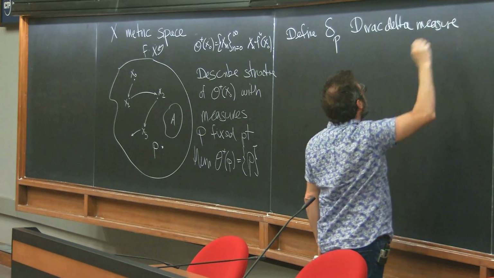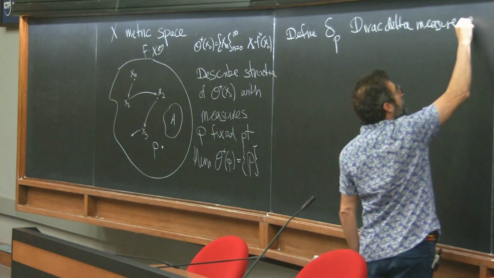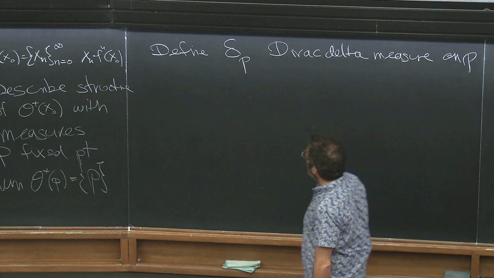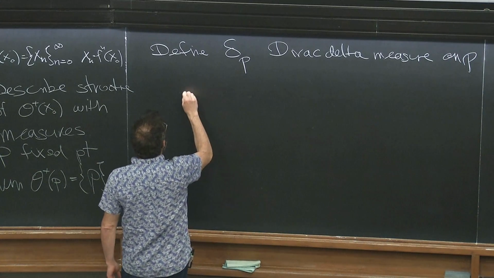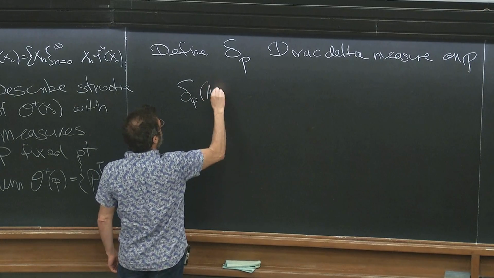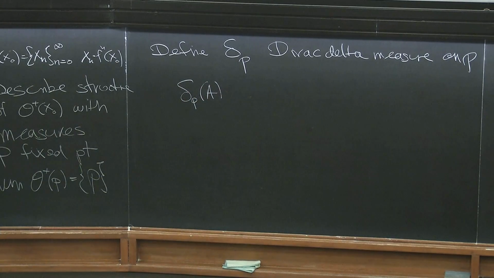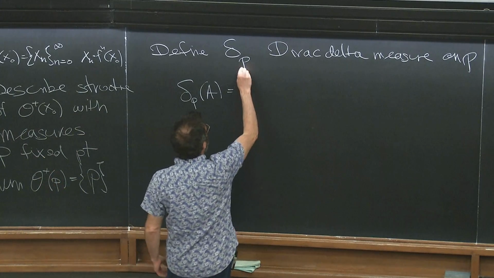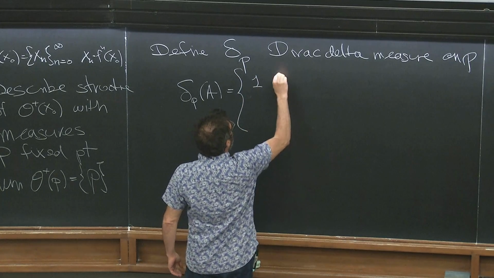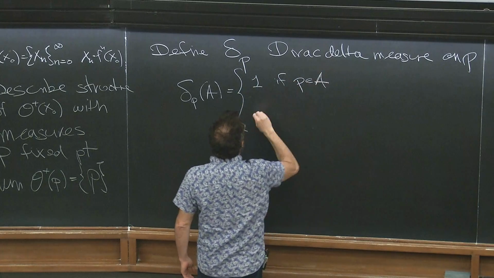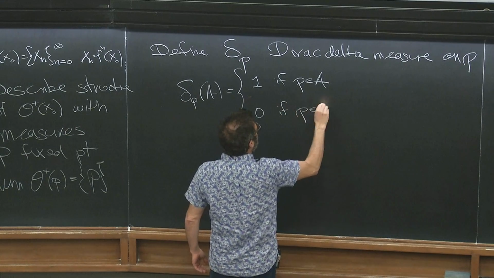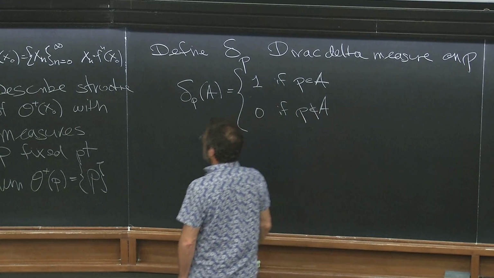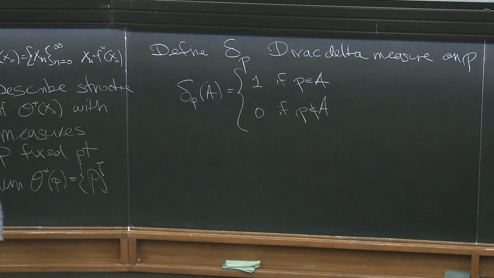And the Dirac measure is a measure on the point P, right? And the formal definition of this measure: if you take any set A, this is a measure, so we can take any measurable subset, and we ask what is the measure of this subset. The measure of this subset just depends on whether this subset contains the point P. So the measure is 1 if P belongs to A, and 0 if P does not belong to A. This is called the Dirac delta measure in P.